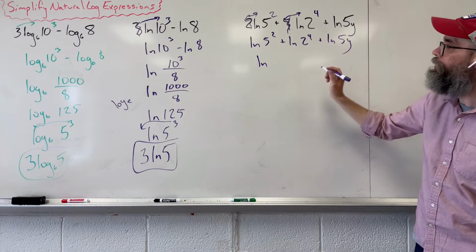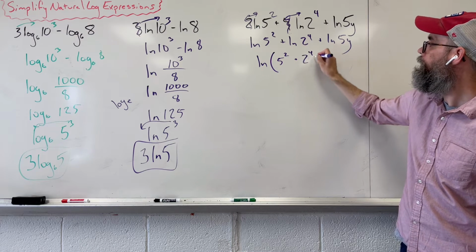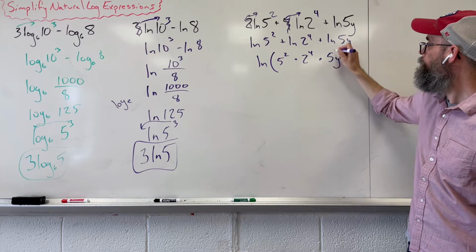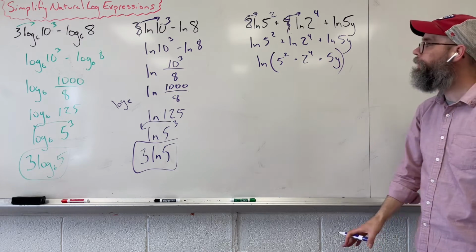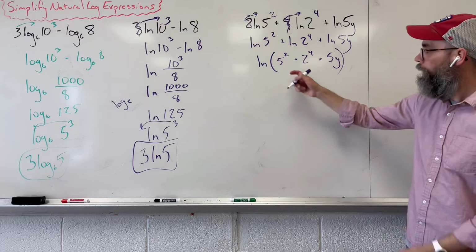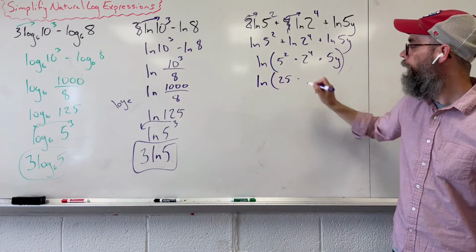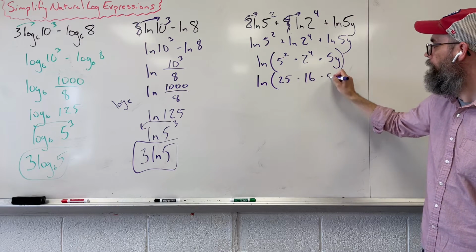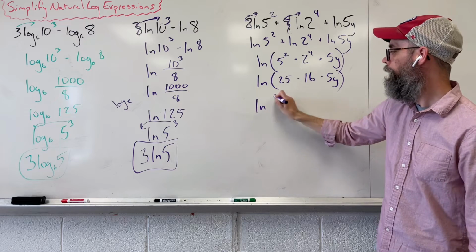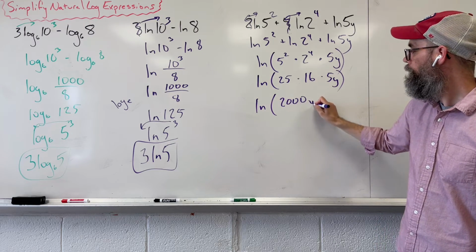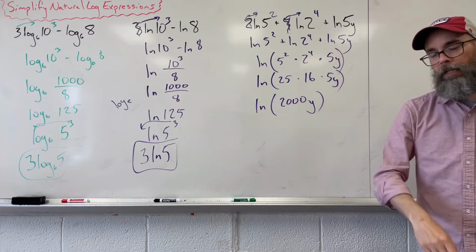When we have addition, that really means multiplication, so let's multiply them and only have that one ln. And can we put any of this together? We can. So let's do this math. We're going to get ln of 25 times 16 and 5y. And then when we put all these together, ln of 2000y. Okay, can we go any further from here?